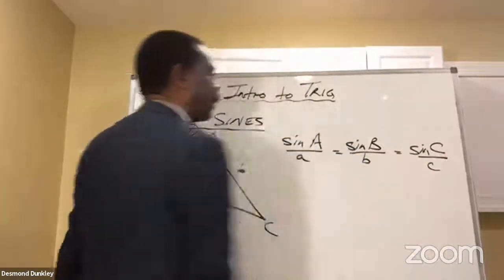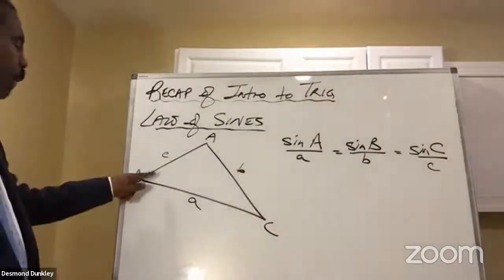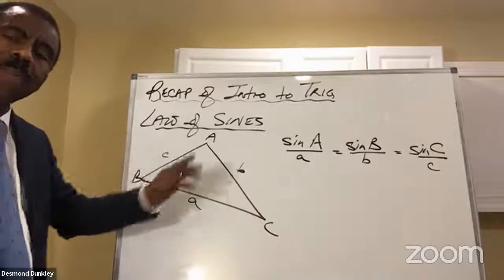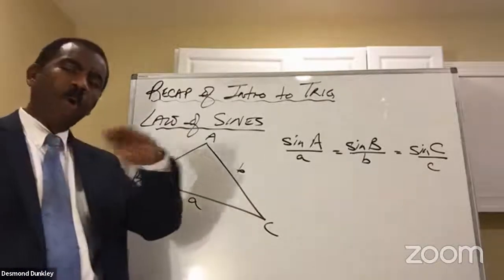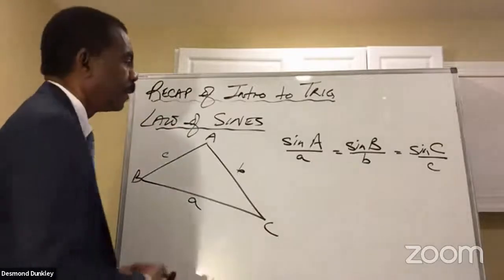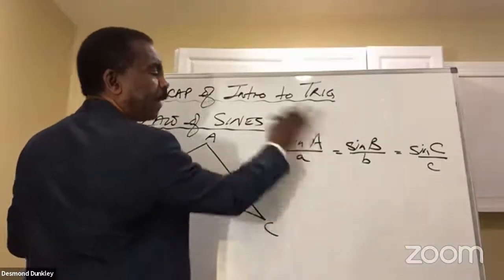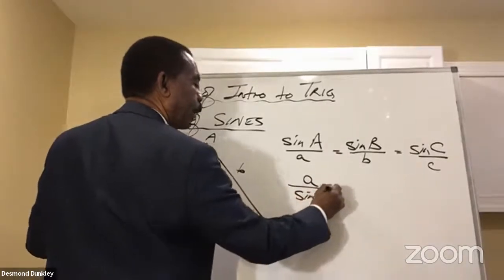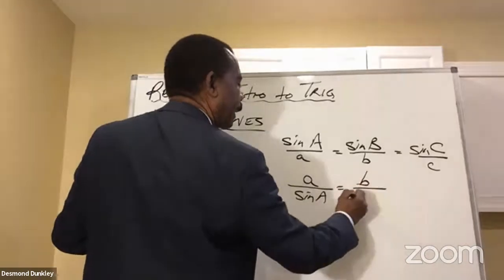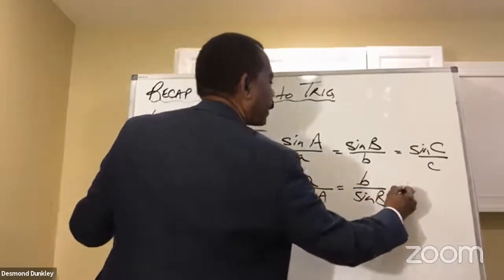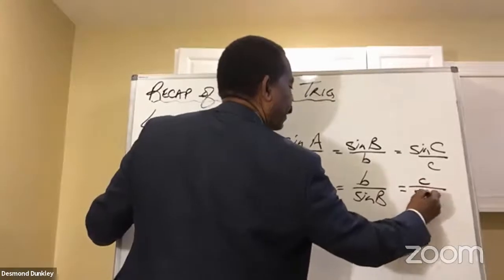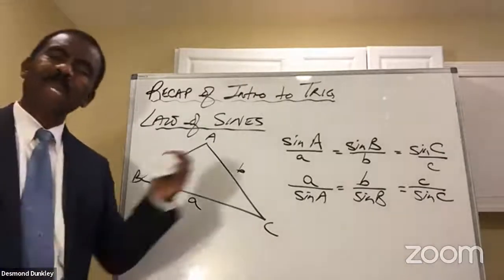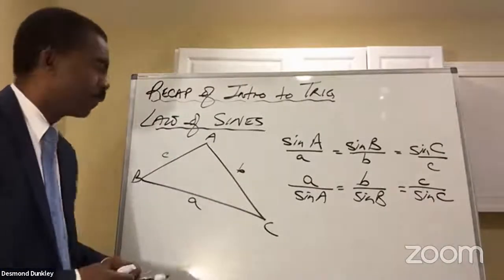So if you knew, say for example, angle B and side B, and you have one other piece of information, you can find all the missing pieces. Similarly, if you're trying to find the length, you could just flip the fraction. A over sine A is the same as B over sine B is the same as C over sine C. So that's the law of sines. Very, very useful, extremely useful.